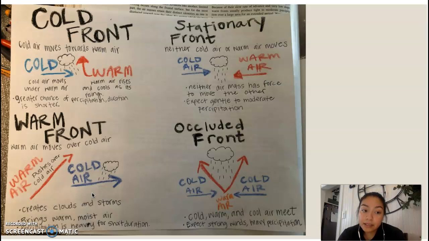A warm front is warm air that moves over the cold air. So the warm air pushes over the cold air. This creates clouds and storms. This can bring warm and moist air. Precipitation is heavy, but again, for only a short duration.